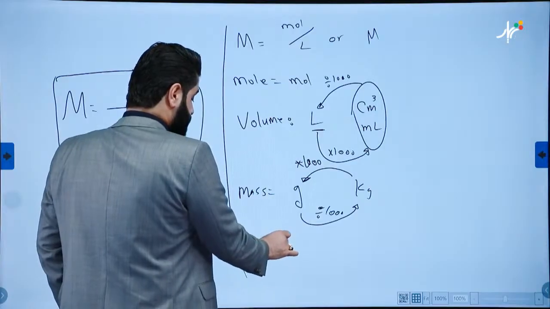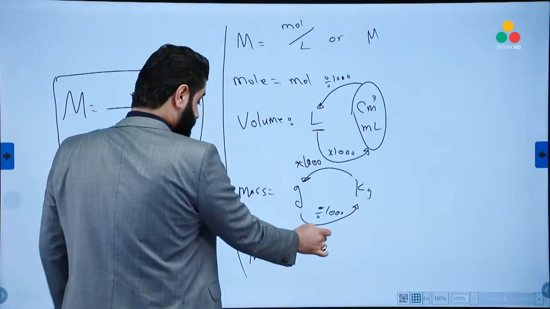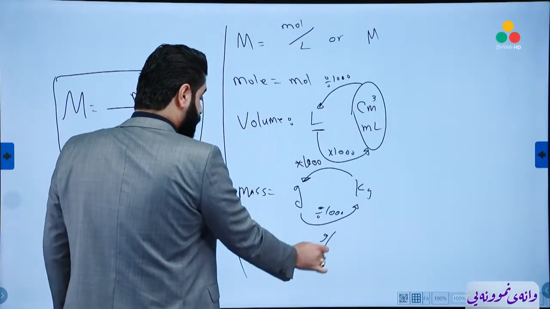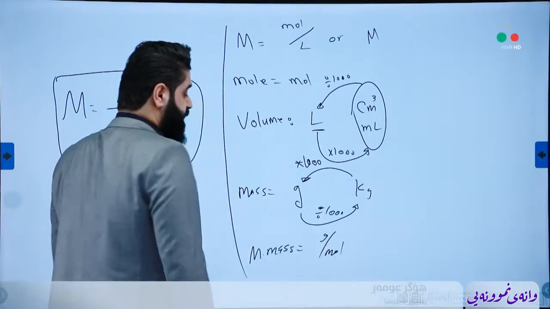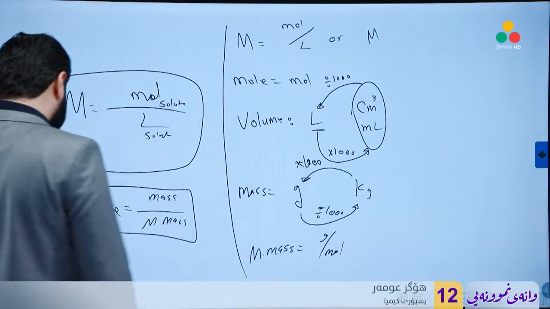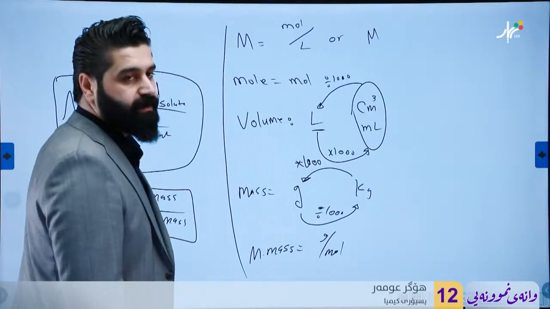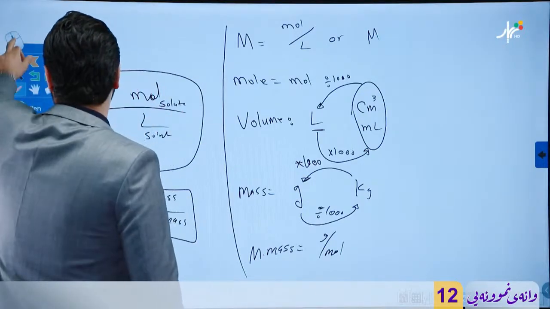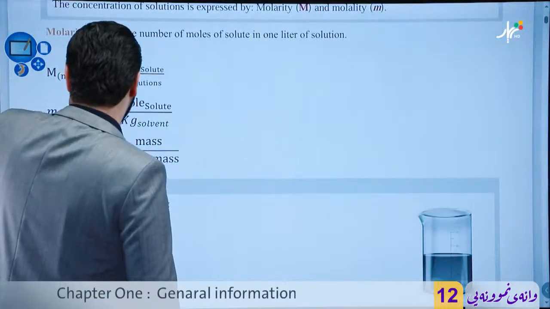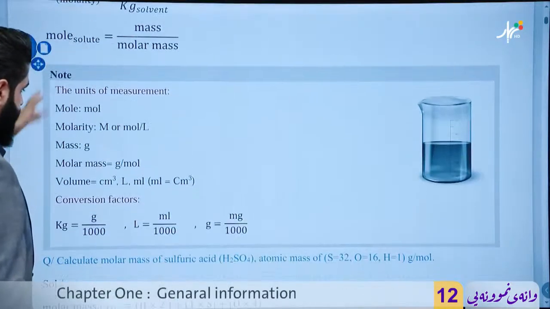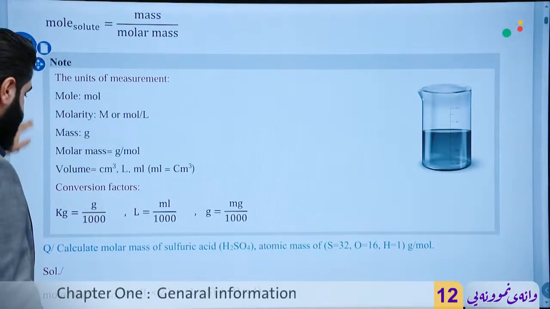Molar mass is measured in grams per mole. This is the unit of molar mass. So the following units are really important. Let's have some examples because we have to practice them. As I say, the units are important.